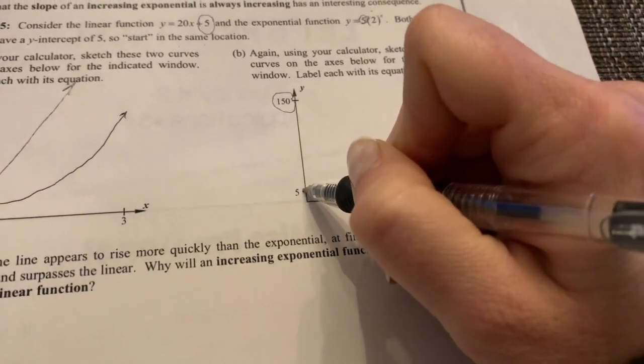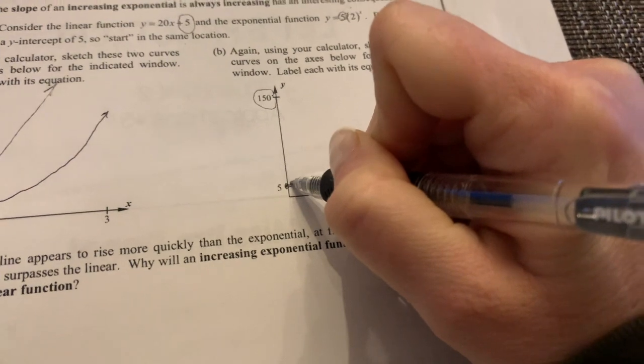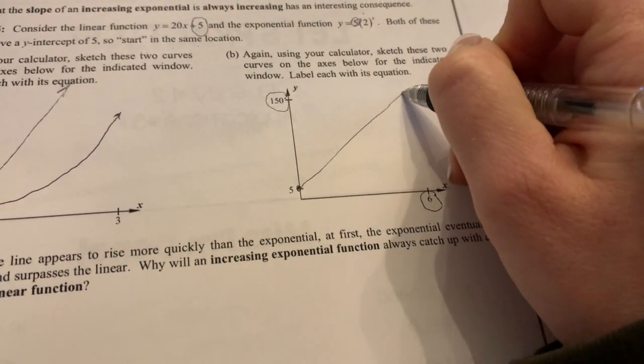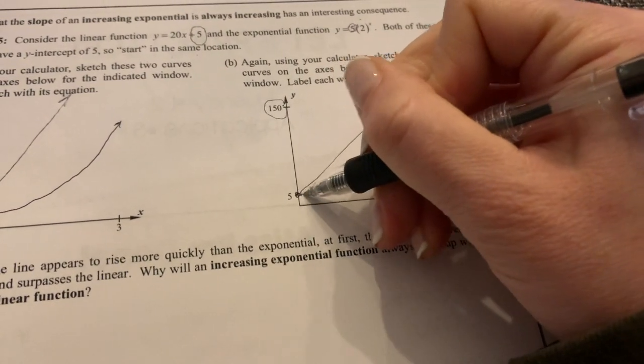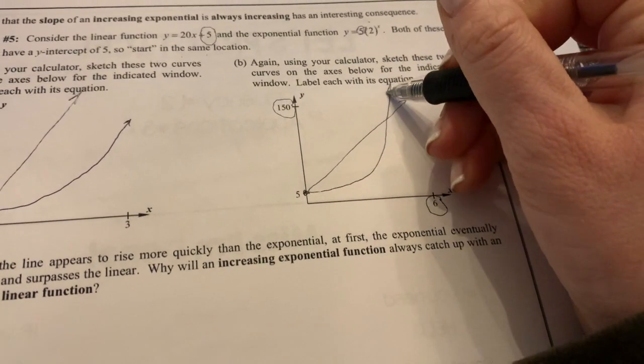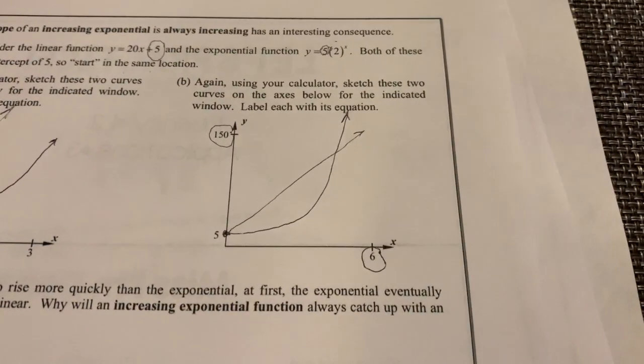So we'll just sketch this again. The linear function stays constant the whole time. The exponential function appears like it's not, and then whee, there it goes. And it eventually catches up, okay?